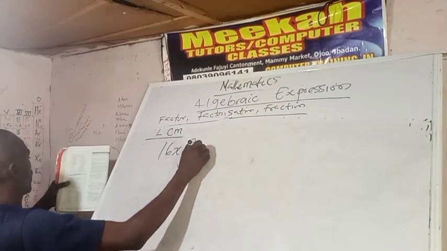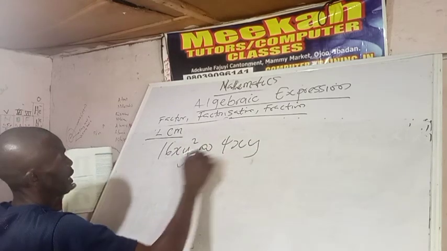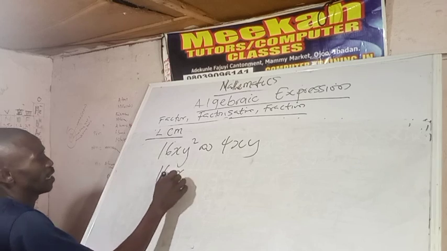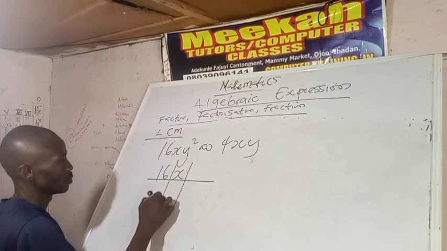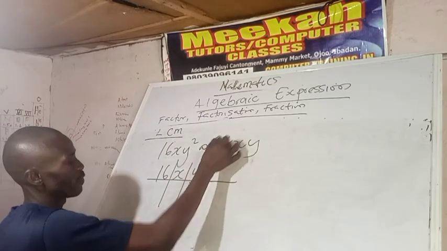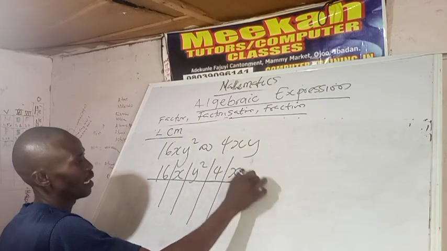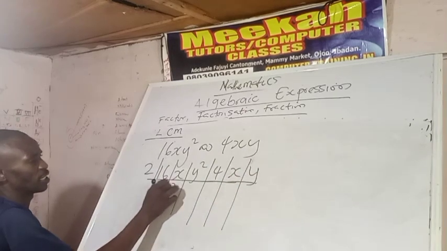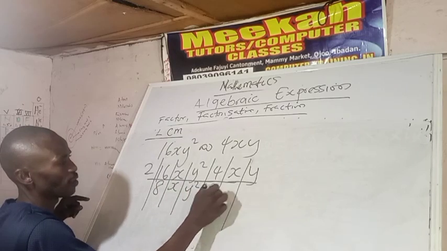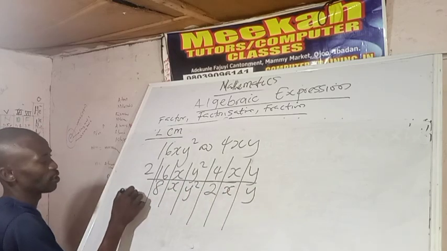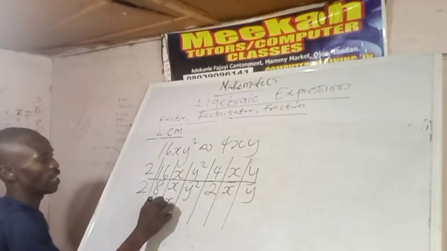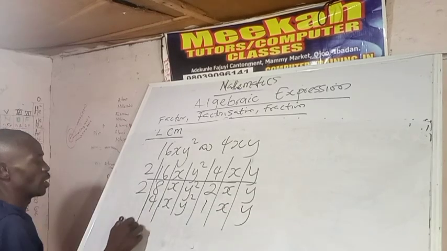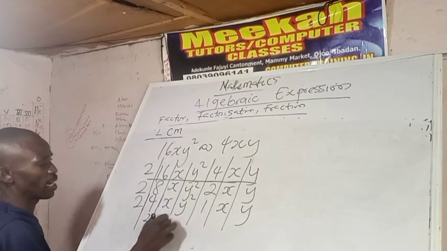X, Y squared and 4xy. I'll take this. Now this one become what? 16x y squared. We also see right side 4x and y. Now let's go here. 2 here, what do you have? 8xy squared. 2 here, you have 2xy. Okay, let's go again. 2 here, what do you have? 4xy squared. 2 here, you have 1xy. What do you have here? 2 here, you have 2xy squared.